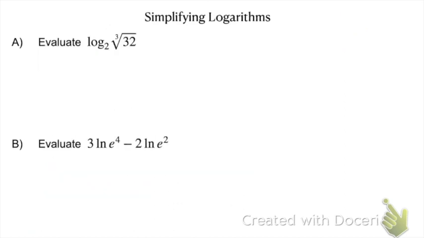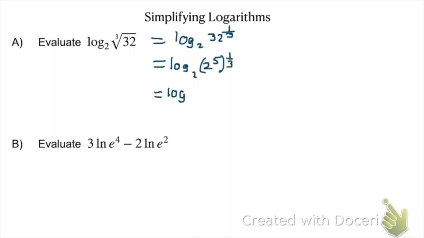Now we want to be able to evaluate log base 2 of the cube root of 32. First, I'm going to rewrite this into a nicer form. This is the same as log base 2 of 32 to the 1/3 power. Well, if you know this or not, 32 is 2 to the 5th power. So this is log base 2 of 2 to the 5th, raised to the 3rd. We can work with our exponents, and we have log base 2 of 2 to the 5/3.